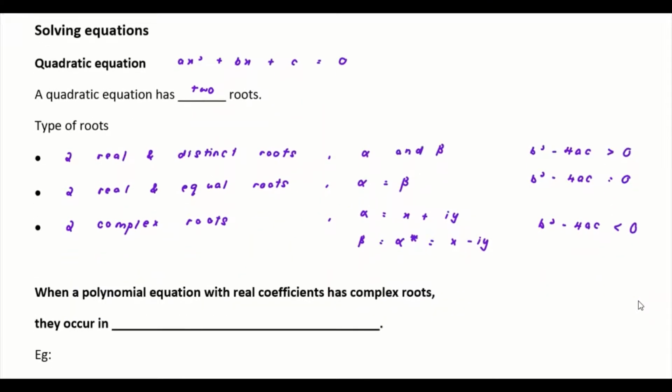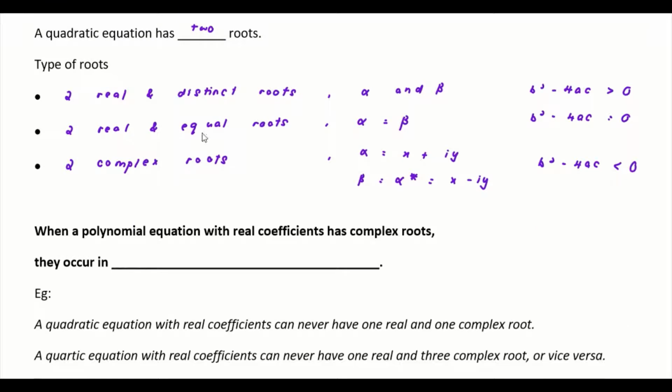Now we are going to talk about the idea mentioned in the learning outcome just now. When a polynomial equation with real coefficients has a complex root, the roots must always occur in complex conjugate pairs.